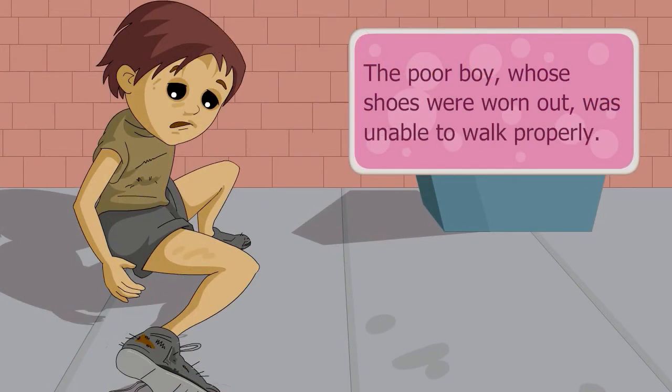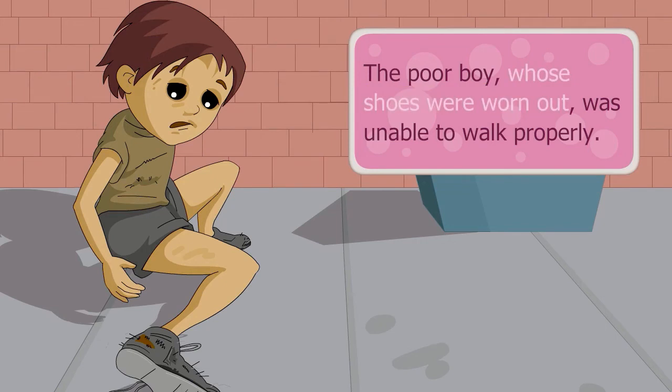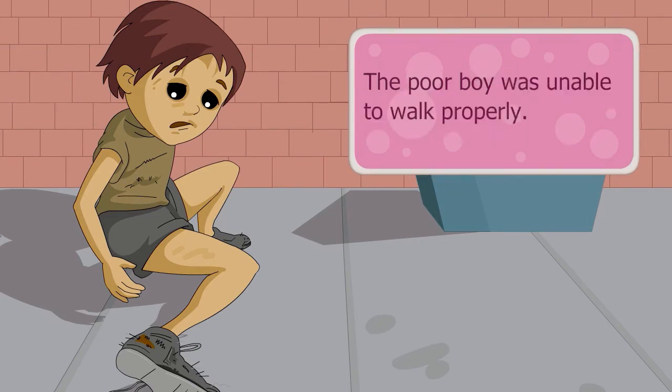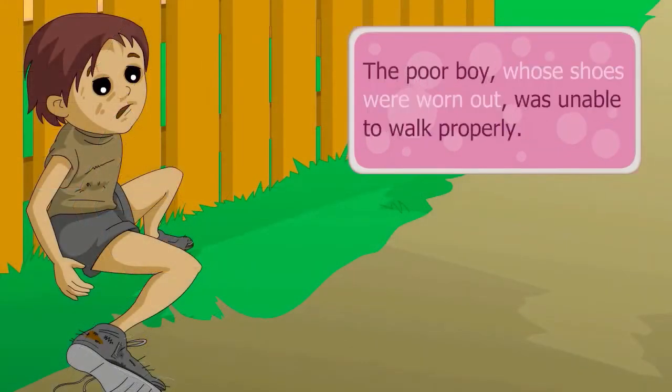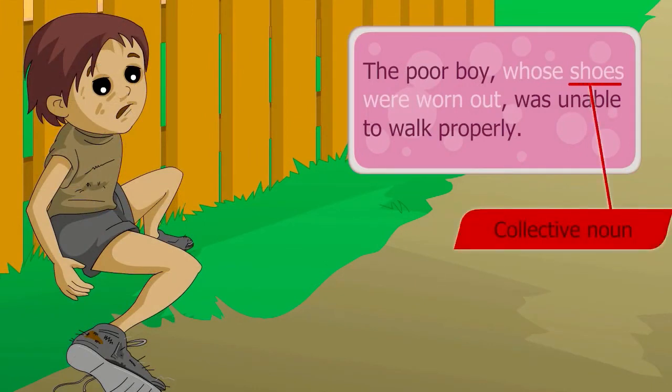It's important to understand the subject of the verb so that it becomes clear whether the noun is singular or plural. For example, if we remove the modifier from the sentence, the poor boy whose shoes were worn out was unable to walk properly, the sentence becomes, the poor boy was unable to walk properly. In the modifier whose shoes were worn out, the word shoes is a collective noun. It's plural and therefore needs a plural verb were.